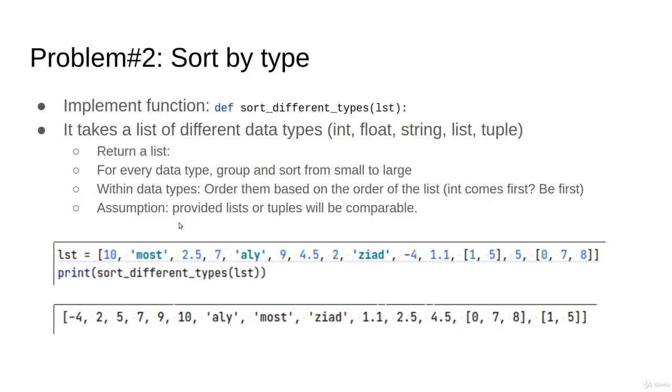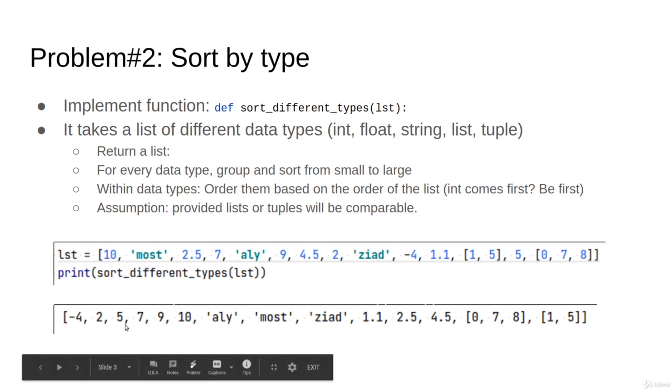You can assume that the provided list or tuples will be comparable. For example, here in this example, you will notice you have an integer here, integer here, integer here, integer here. All of them will be sorted, so they now are -4, 2, 5, 7, and 9.